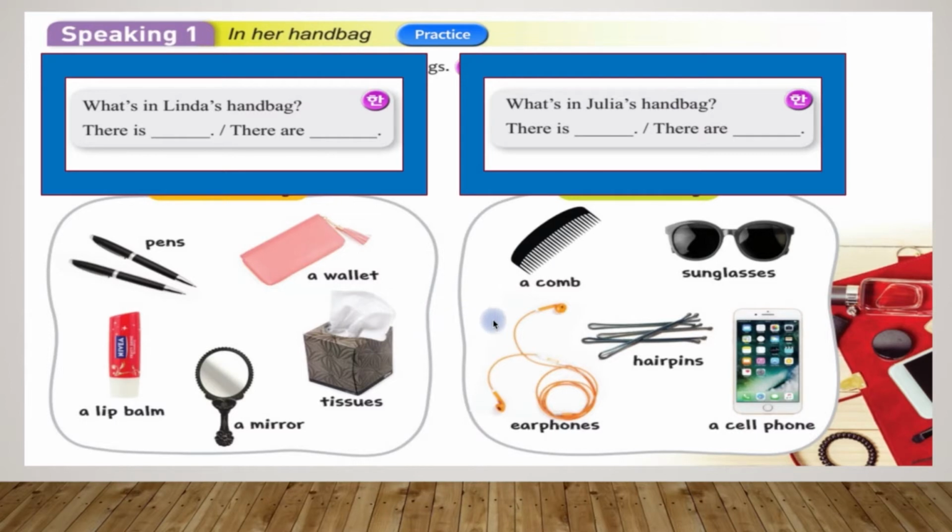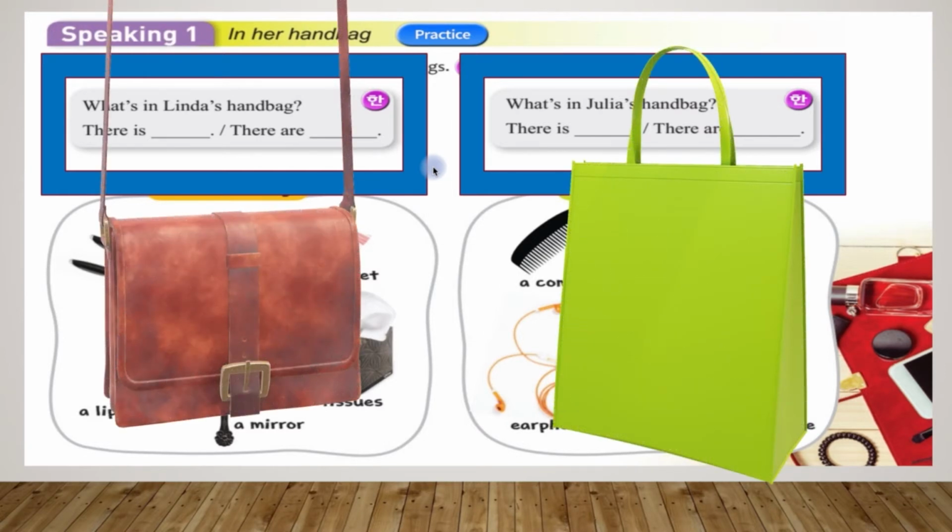But you can make longer sentences just by only saying there is or there are one time. And it's something to practice when you're talking about what's in someone's handbag.